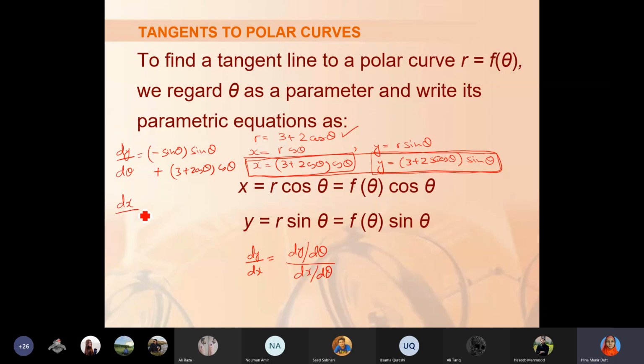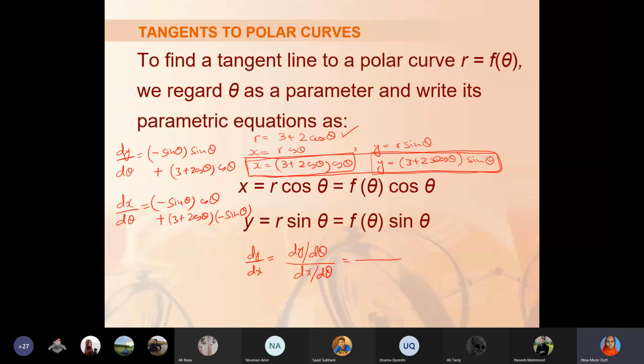And similarly, dx over d theta is equal to, apply the product rule, differentiate it simply with respect to theta. This is equal to minus 2 sin theta cos theta plus 3 plus 2 cos theta, and the derivative of this is minus sin theta. Simply put these values over here, you will get dy by dx.